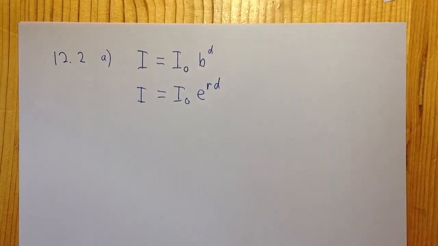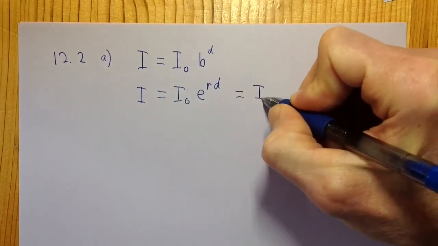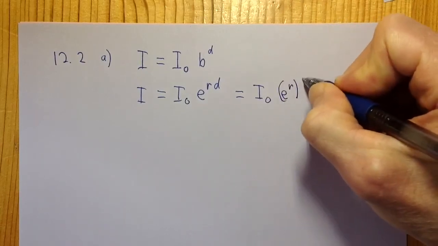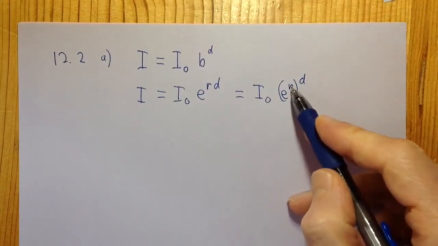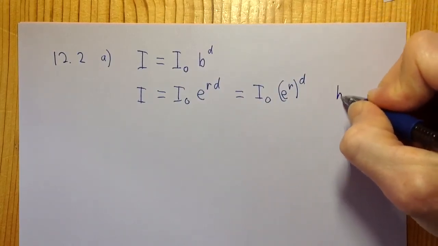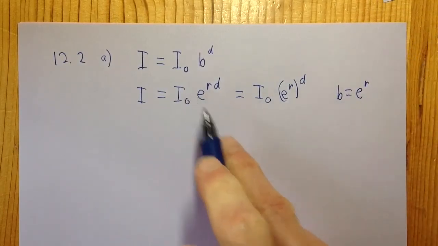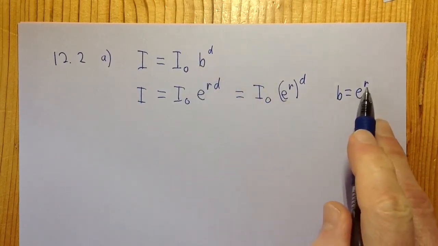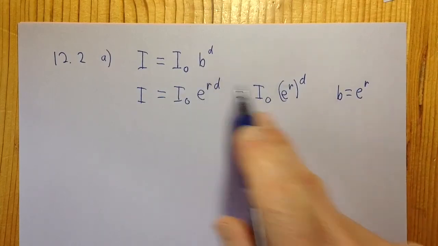Either one works, and it's real easy to convert back and forth, because in this case, this is the same thing as saying I0 e to the r to the d power, right? Because power is multiplied, that's rd. So in other words, our b here is just e to the rate. So if we know one, we can go back. If we do this form, we can go back and find what b is. It's just e to the r power. Here we figure out r, here we figure out b, and you can go back and forth.